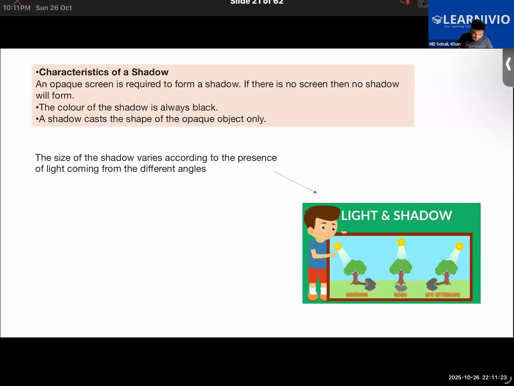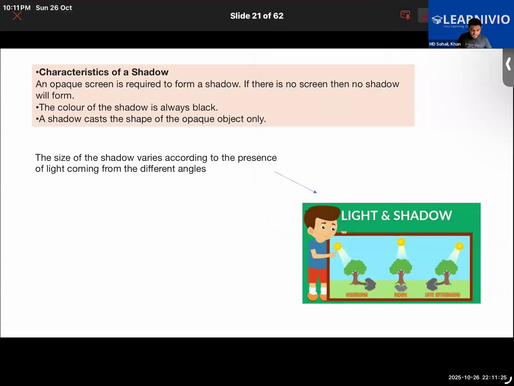Further, you clearly know that three conditions are required for the formation of a shadow. First, there has to be a source of light. Second, you need an opaque object. Third, there has to be a screen on which that shadow will be obtained. So a screen is required to form a shadow. If there is no screen, then no shadow will form.